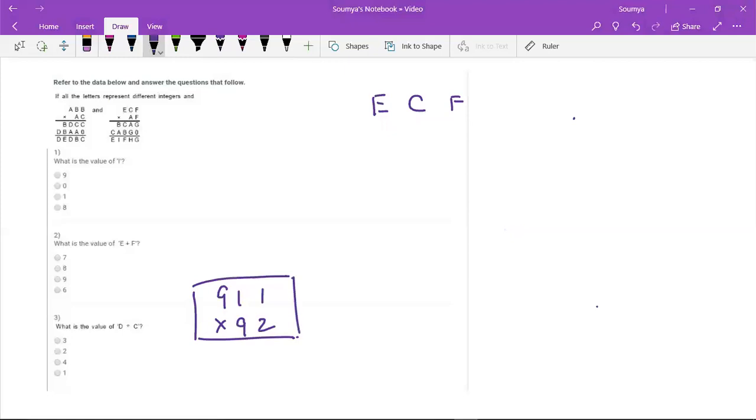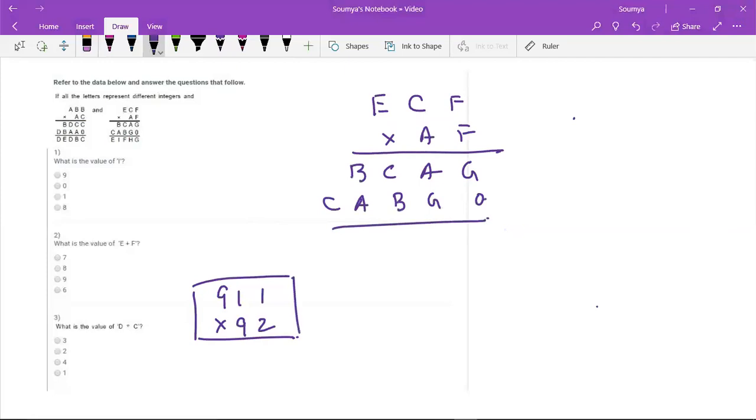So ECF into AF is giving us BCAG. And here we have CA, BG and 0. Again, I focused on the values that I already know. I know that B is 1. I know that A is 9. I know that C is 2. And I also know that D is 8. Remember that 81 thing. So I know these values. D is not featuring anyhow here. This is giving us this E, I, F, H and G.